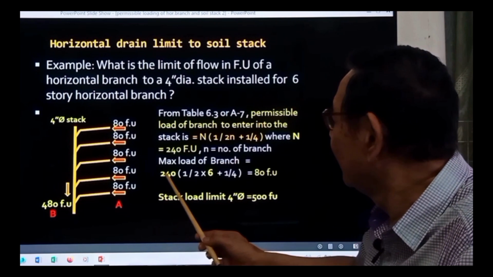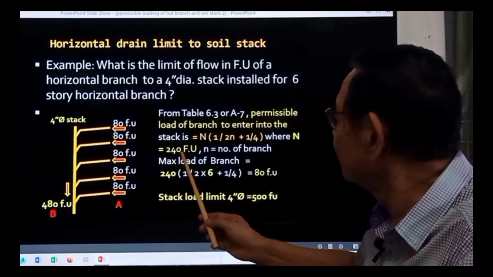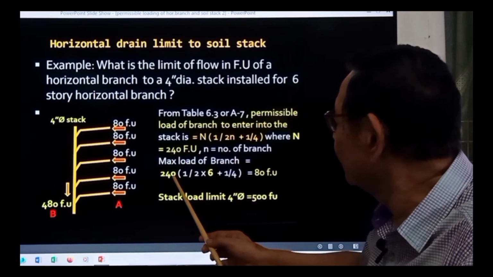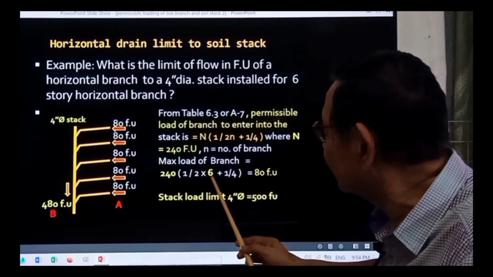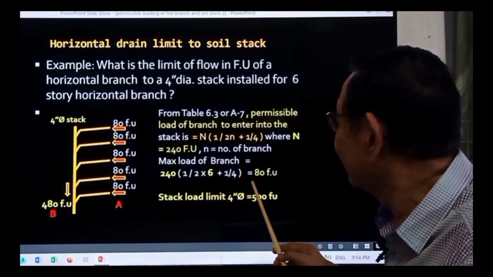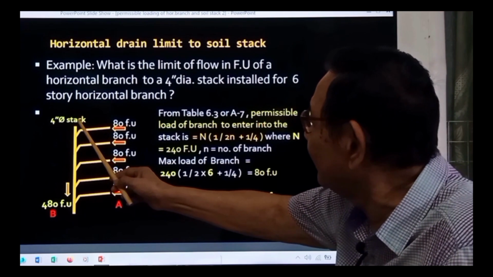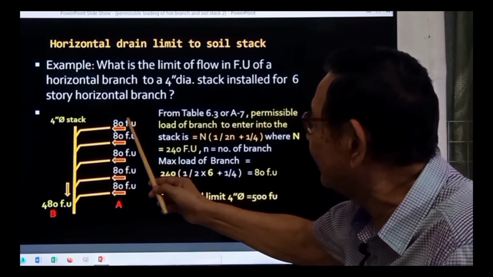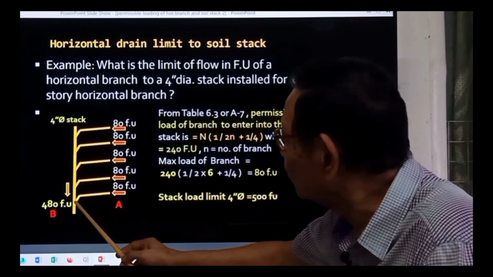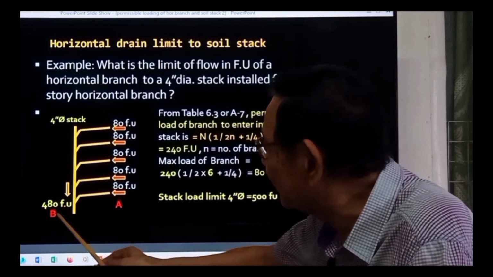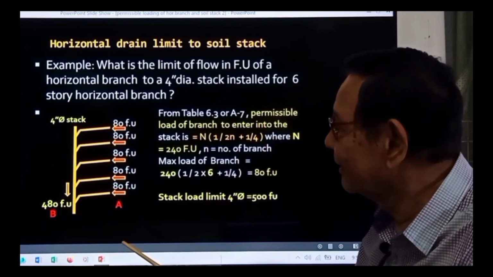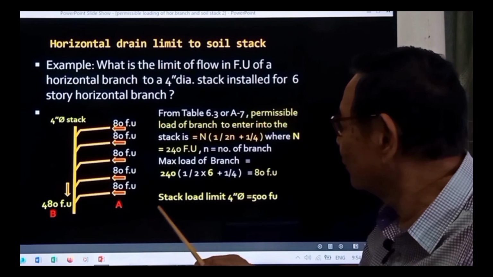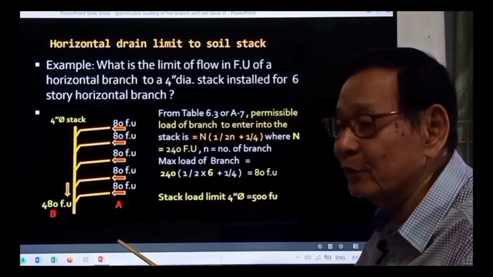Okay. So maximum load, the same, 40. Maximum load is 1/2 times 6. 6 is 80 fixture units. So may isa pa dito na 80, pang-anim niyan, ang total niyan, 80 times 6 is 480 fixture units. So stack load, the same, is 500 fixture units sa D4.